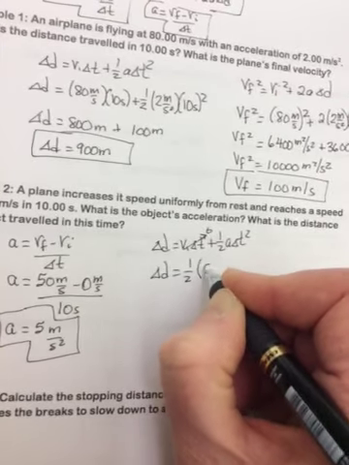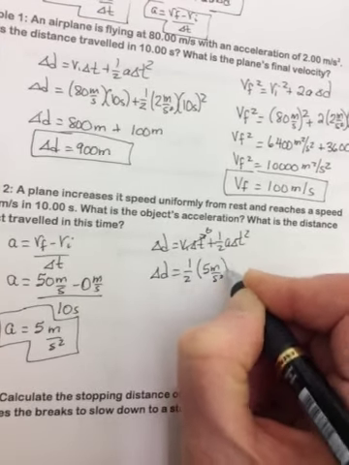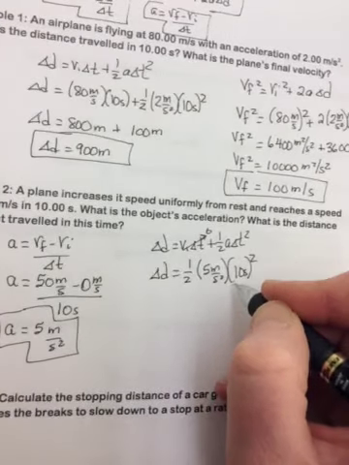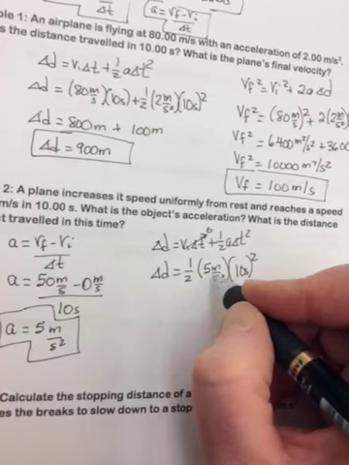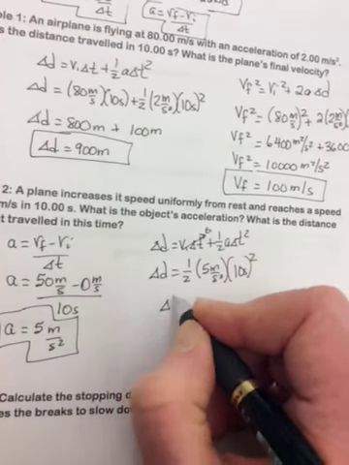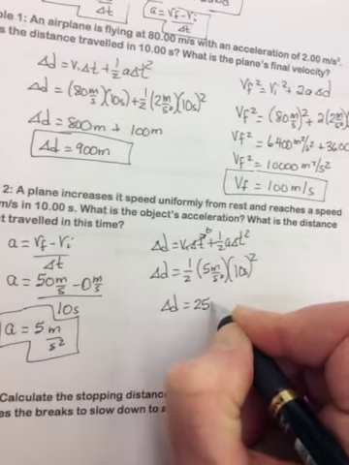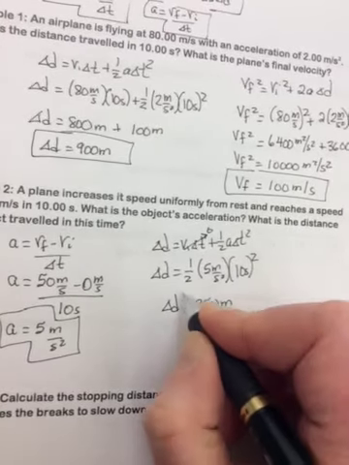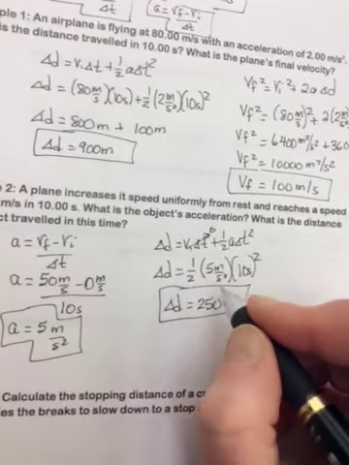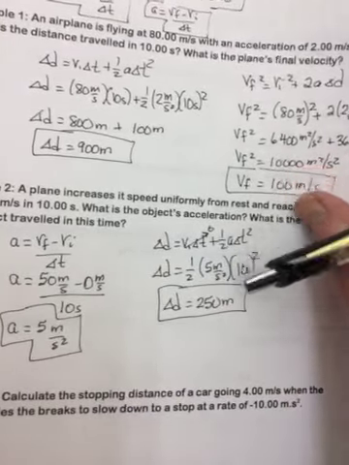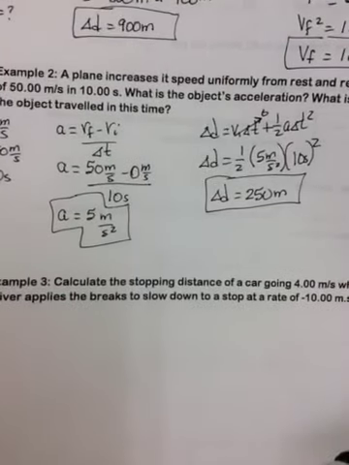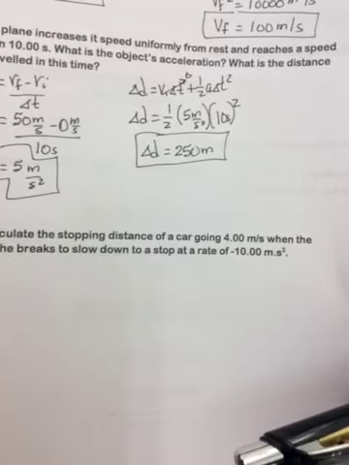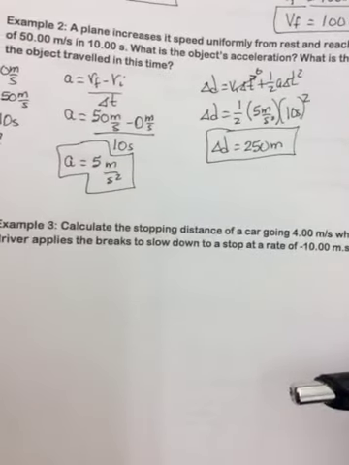So this becomes 1/2 times 5 meters per second squared times 10 seconds squared. 10 squared is 100. 100 times 5 is 500. Half of 500 is 250. Meters per second squared times seconds squared should give us meters, which is a good thing because that's what distance is measured in.